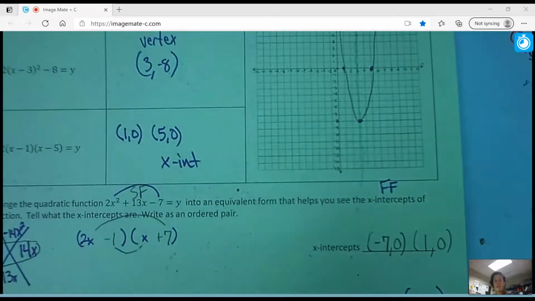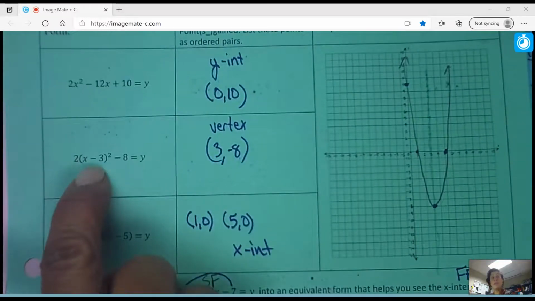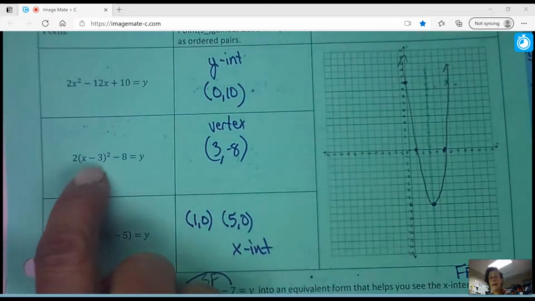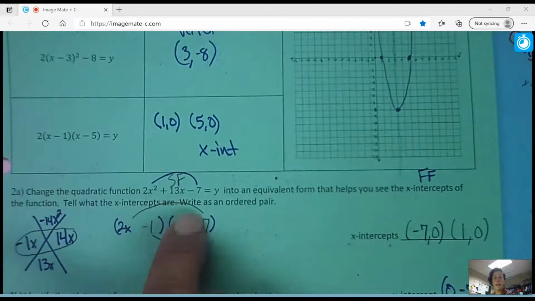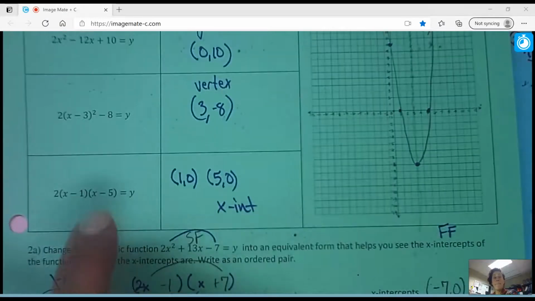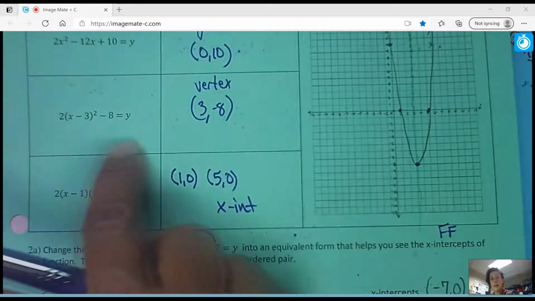So what I've been showing you is a trick, and the trick is nice, but the trick doesn't work every single time. It only works when you have your parentheses if what's in parentheses is x plus or x minus a number. So all of these are x plus or x minus a number. And when it's in that format, we can do the opposite.